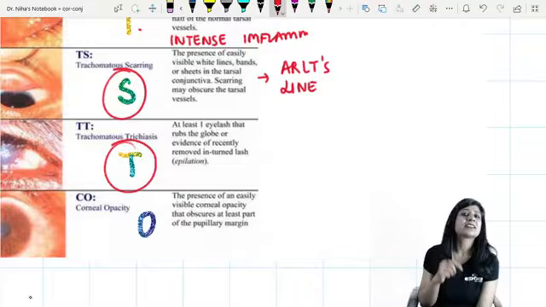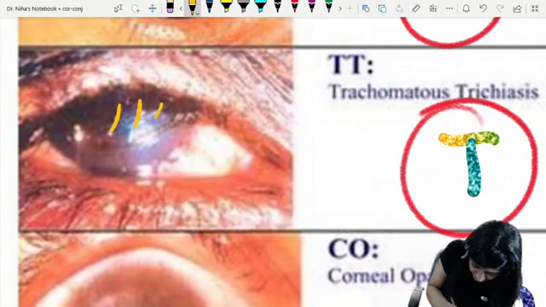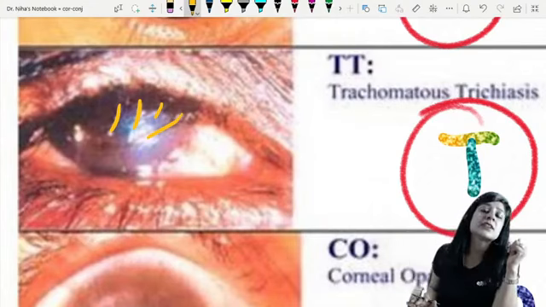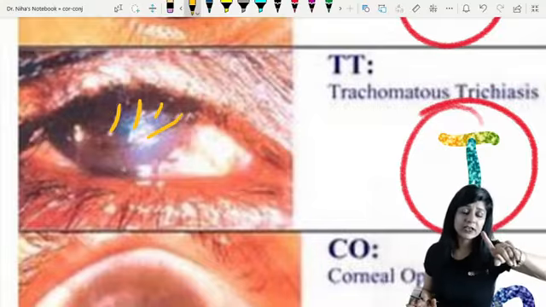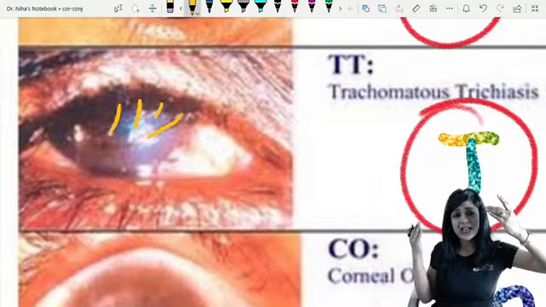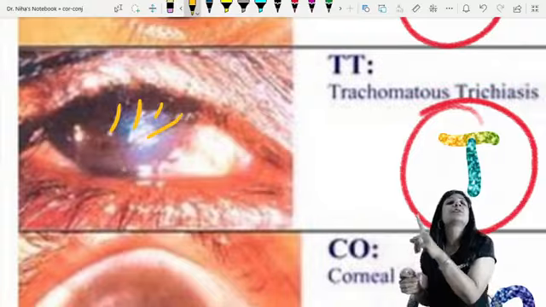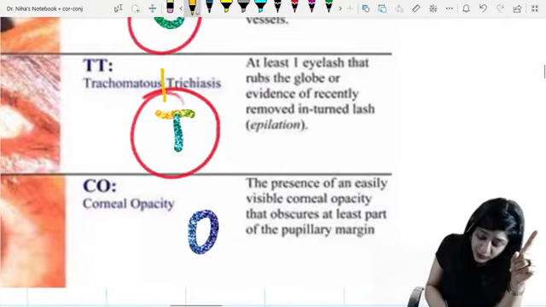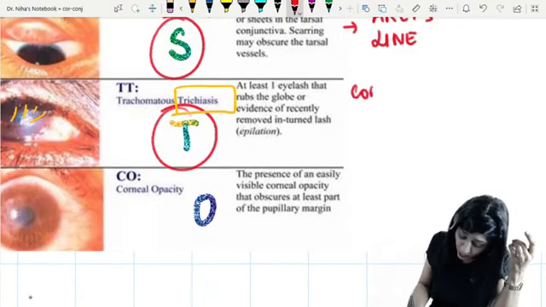T is for trichiasis. Now what is trichiasis? Look at this picture. I'll highlight it. Can you see these eyelashes here? Okay? So these eyelashes are actually rubbing the cornea. See what happens in cases of trachoma? We can have inward turning of the eyelid margin. We never have outward turning here. We will have the inward turning of the lid margin, due to which the eyelashes can be rubbing the cornea. Even if one eyelash rubs the cornea, this is sufficient to call it trichiasis, and trichiasis can again cause the corneal ulcer, which is the complication of the trachoma.